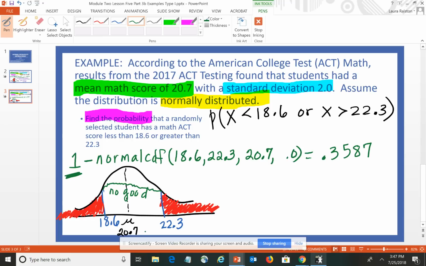Okay, so that completes all of the examples of the different types of questions you'll see where you're asked to find the probability. You have a less than and a greater than, which were on the first video. Then you have a between and the tails on this video.